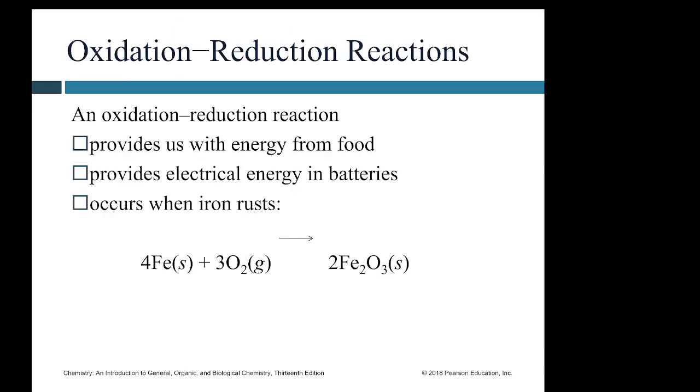An oxidation reduction reaction is going to provide us with energy from food. That's actually how we digest things. Many of you are probably digesting various forms of food right now. It provides electrical energy in batteries. Redox reactions are the primary methodology of batteries, actually. There are other types of batteries you can make, but the ones you're using are basically all redox reaction ones. This is going to occur when iron rusts, of course. This right here is actually iron rusting. That's one of the possible reactions that produces rust. It's the most common one.